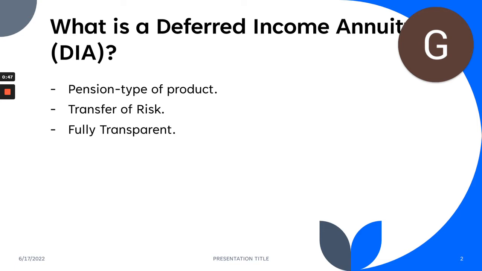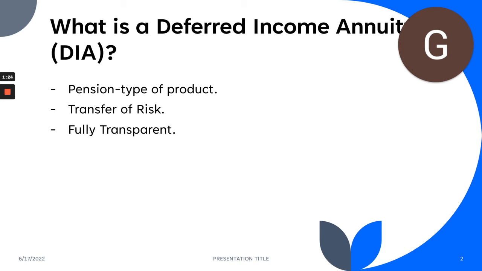So what exactly is a deferred income annuity? A deferred income annuity is a pension type of product, similar to Social Security, where you pay premiums into this income annuity product with the goal of receiving a stream of income sometime in the future. Now, the difference between a deferred income annuity and a single premium income annuity is that with a single premium income annuity, you take a lump sum and basically start receiving immediate income type payments within at least a year.